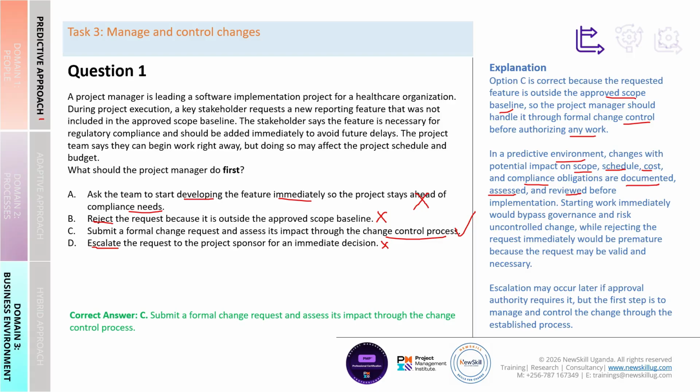So it means starting work immediately would bypass governance and risk uncontrolled change. So it is important that we follow the formal change control process, but also rejecting the request immediately would be premature because the request may be valid and necessary. So that cannot happen. And escalation, yes, it may occur later if the approval authority requires it, but the first step is to manage and control the change through the established processes, which is the integrated change control process.